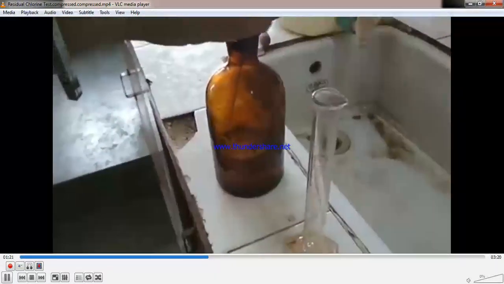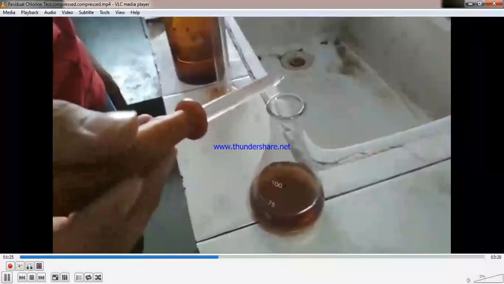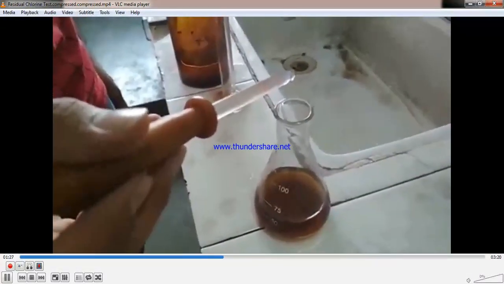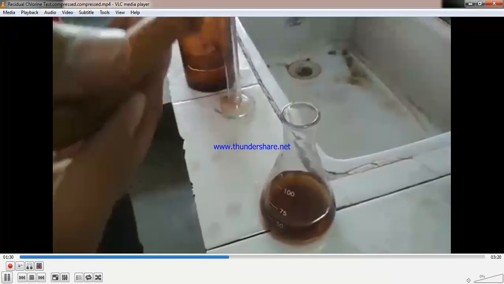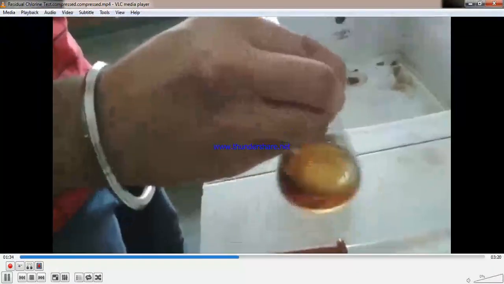Then this is glacial acetic acid, because we'll try to maintain the pH between 3 and 4. So we are pouring 3 to 4 drops of glacial acetic acid, which will maintain the brown color as well as the pH between 3 and 4. We are mixing properly so that the pH is maintained and the brown color is also maintained.